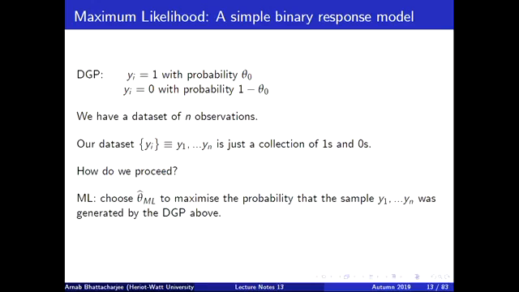So what is our DGP? The DGP is completely known here. Yi equal to 1 with probability theta naught, Yi equal to 0 with probability 1 minus theta naught. This is a simple Bernoulli. You know everything about the Bernoulli, so we can very easily proceed. What is our data? We go to n individuals in the population, randomly selected, IID, simple random sampling, and we have collected their labor market status, Yi. So this Y1 through Yn is just a collection of ones and zeros.